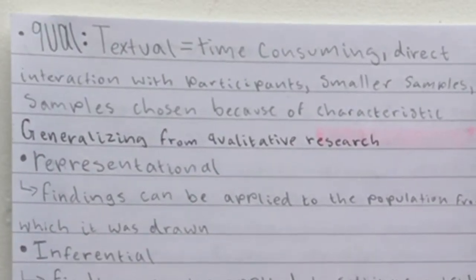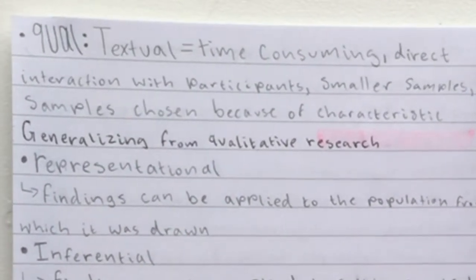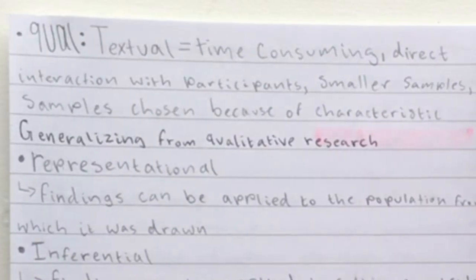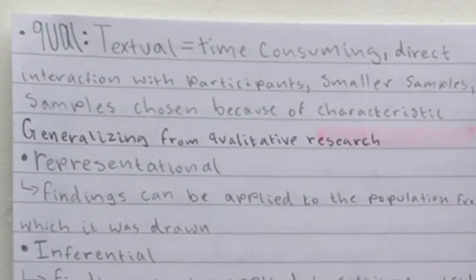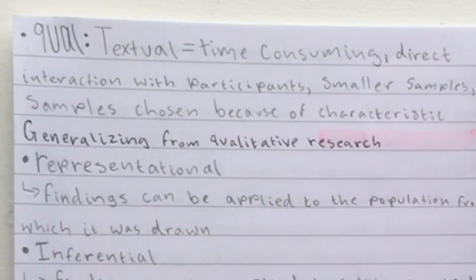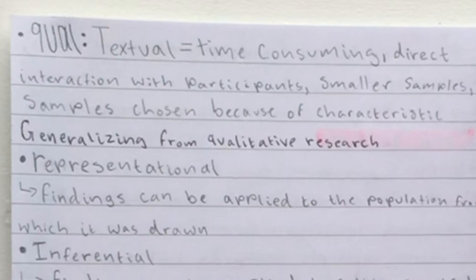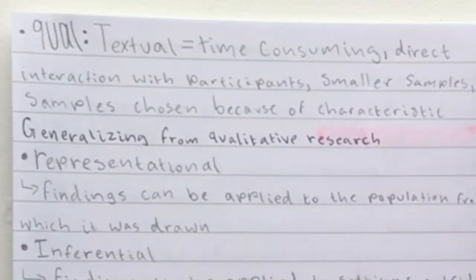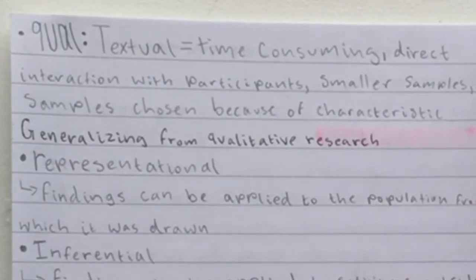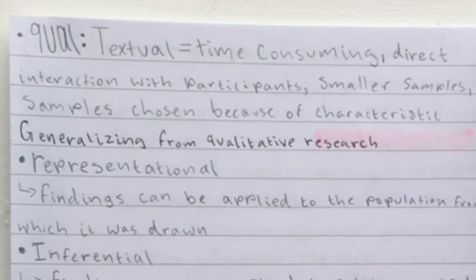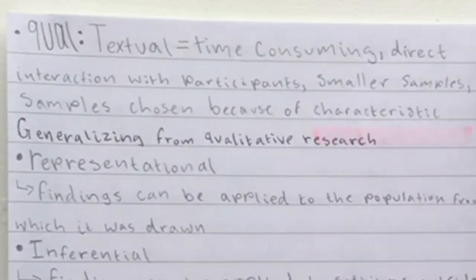Okay, so generalizing from qualitative research. First of all, there's representational generalization, which is that the findings can be applied to the populations from which the sample was drawn. So let's say you're doing a study about Alzheimer's. You can apply what you found to everybody who has Alzheimer's. That would be representational generalization.